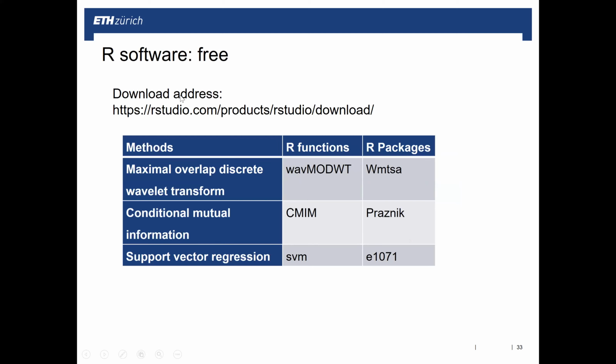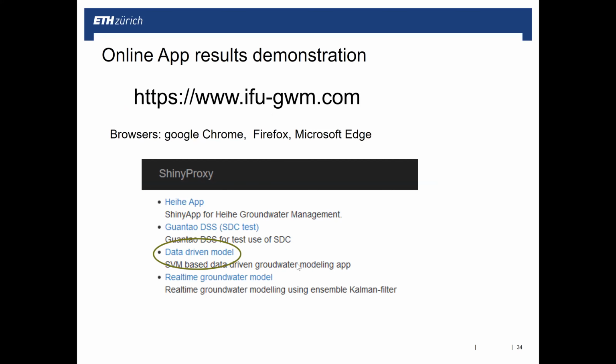totally free, and you can download it from here, and you don't need to worry about it. You don't need to understand how the method works behind it, because all the functions are there. You simply call your functions and input your data, and then you will get the result. So these data-driven models in R are easy for beginners to start with. Here we also put the whole data-driven models on this Shiny app, and you can use one of these three browsers to open the link.